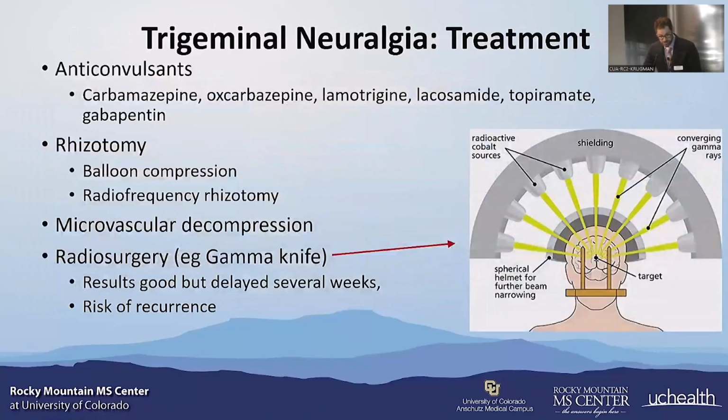There are treatments for trigeminal neuralgia, including our first line. We would tend to reach for a medicine like carbamazepine or oxcarbazepine. All of these medicines were originally designed as anti-seizure medicines, but we use them extensively for these purposes too. Other options would include lamotrigine, lacosamide, topiramate, gabapentin.